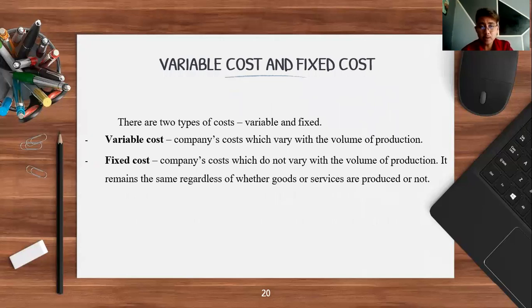When we say variable cost, it is the company cost which varies with the volume of production. While the fixed cost, it is the company cost which does not vary with the volume of production. It remains the same regardless of whether goods or services are produced or not. So, to be clear, I have an example here.